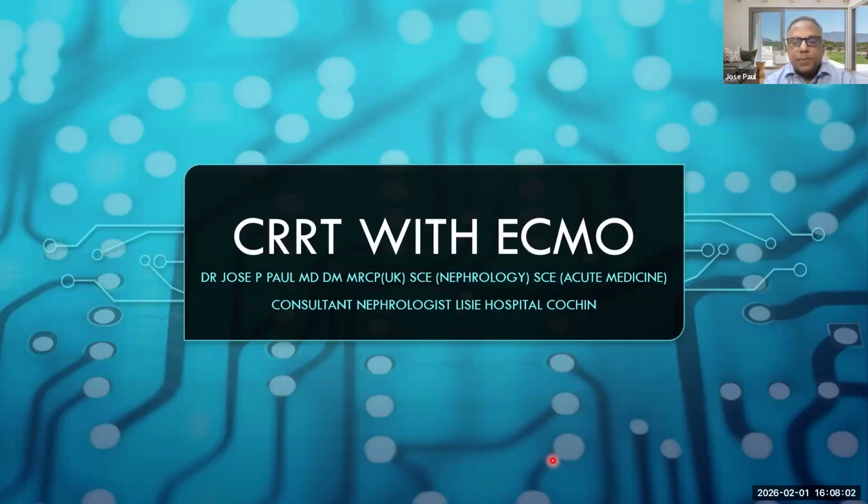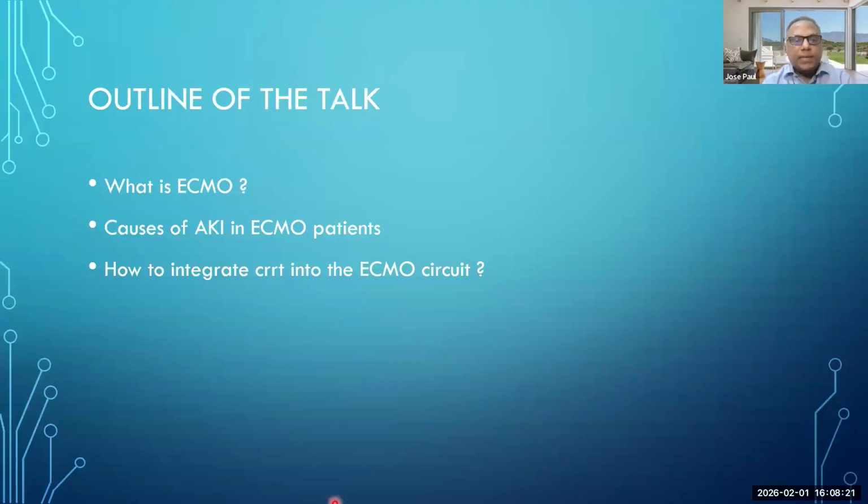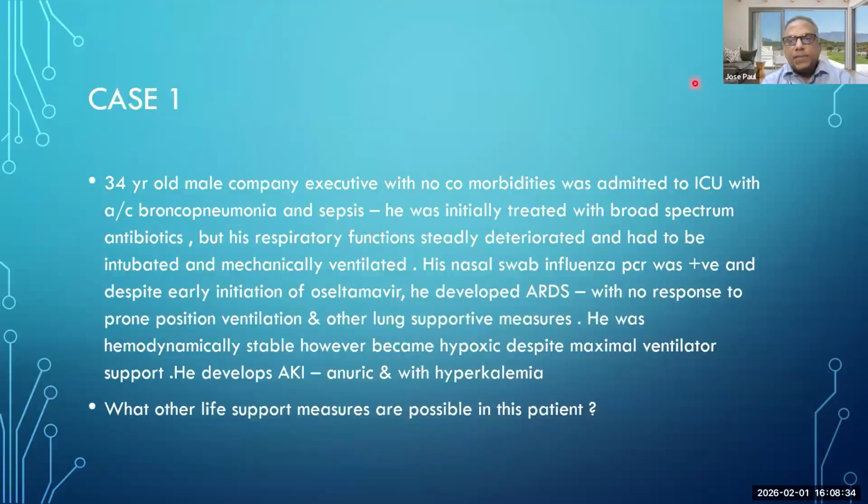And as you know, with multiple organ failures, the kidneys are one of the organs which get involved earliest. So naturally, we like to support these patients with some form of renal replacement therapy, and often the renal replacement therapy that can be done in these patients is continuous renal replacement therapy. So the outline of my talk would be something like this. We'll discuss what is ECMO, causes of acute kidney injury in ECMO patients, and how to integrate the CRRT circuit into the ECMO circuit. So first we will come with a case.